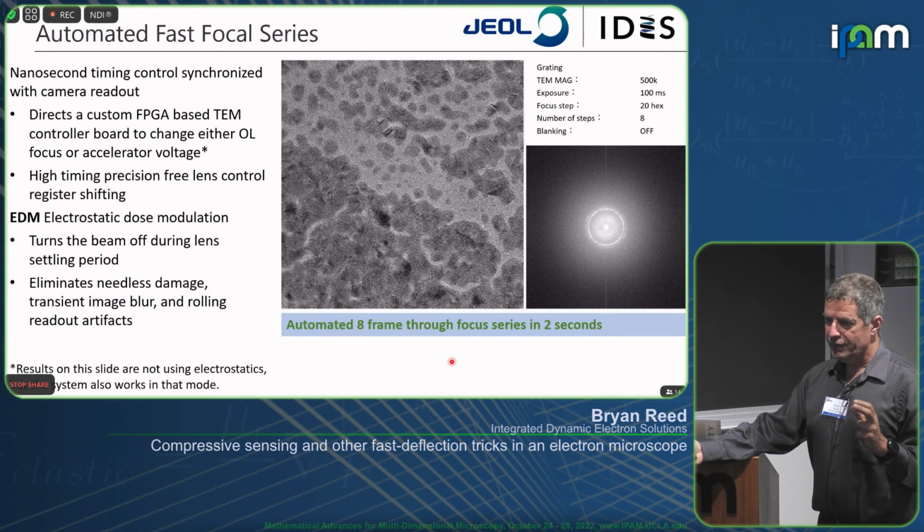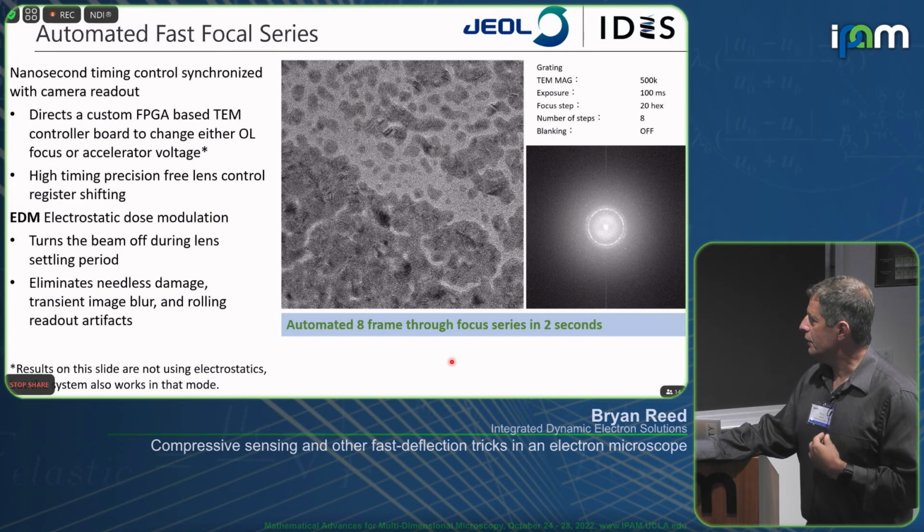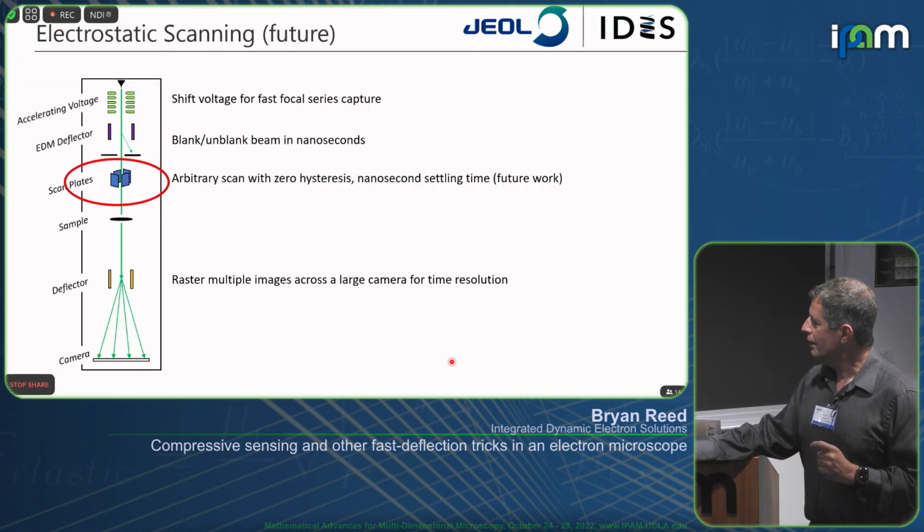And we can synchronize that with our fast beam blanker, which we call EDM, and get rid of transient effects, get rid of rolling readout artifacts on the camera, so that each image that you get is a pure defocus with no blur, no rolling readout artifacts, none of that. So that's fun. I don't want to spend too much time on that because it is what it is, but it connects to some previous talks that we've seen.